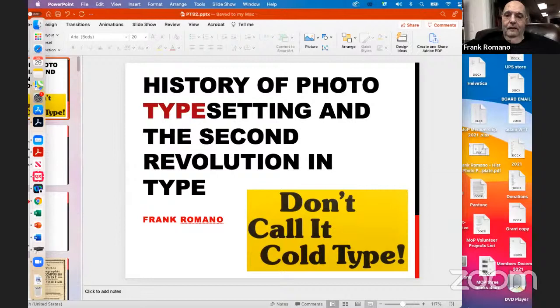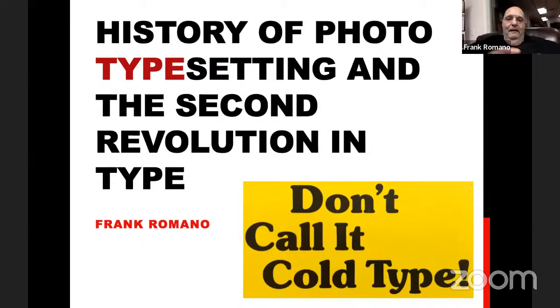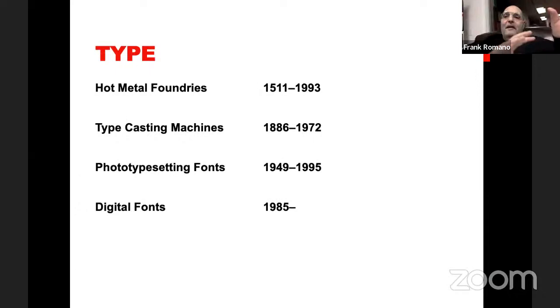By the way, where it says don't call it cold type, that's the cover of one of my first books. That was sort of a joke in the industry: don't call it cold type, it's photo typesetting. But because there was hot metal, everything else was called cold type. And of course, my joke was cold type is what Gutenberg used on a winter's morning. So we're going to talk about technology and typography.